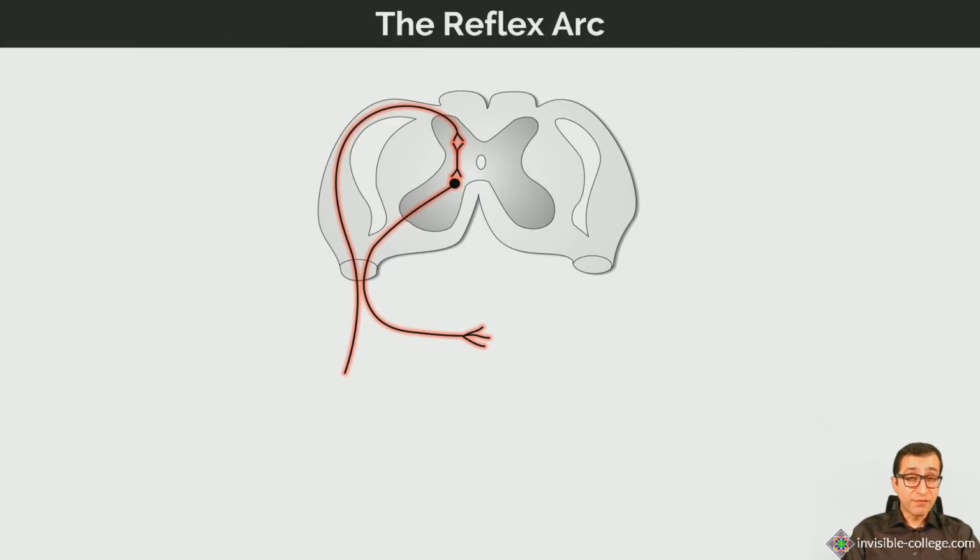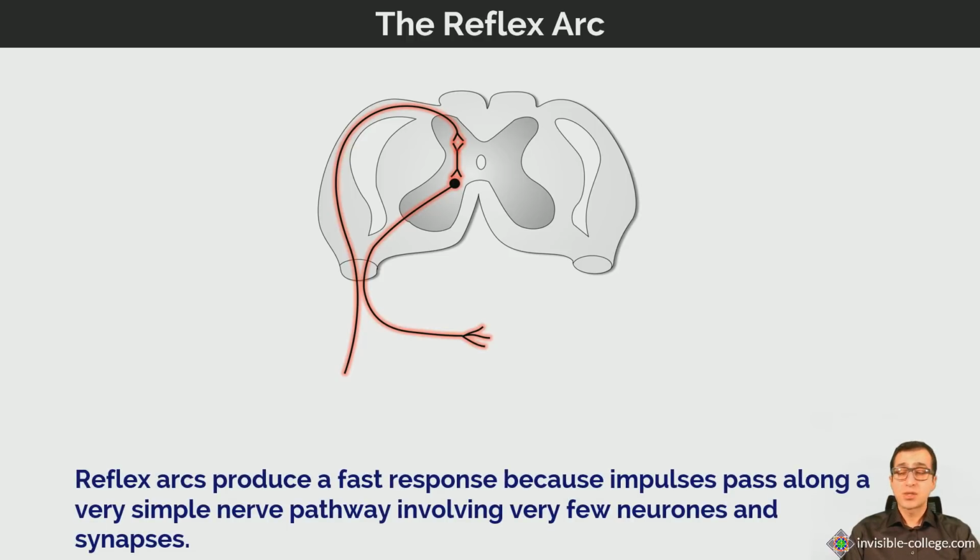Reflex arcs will produce a fast response because impulses pass along a very simple nerve pathway involving very few neurons, usually 3 neurons, but sometimes even as few as 2 neurons. So this diagram here shows a section through the spinal cord that we saw before, and this illustrates the 3 neurons involved in a reflex arc.